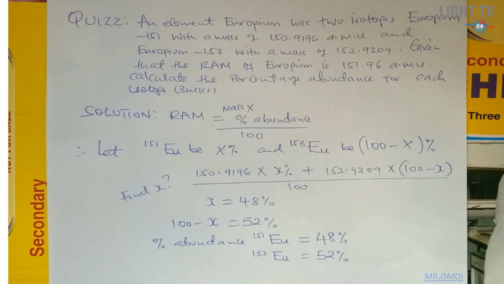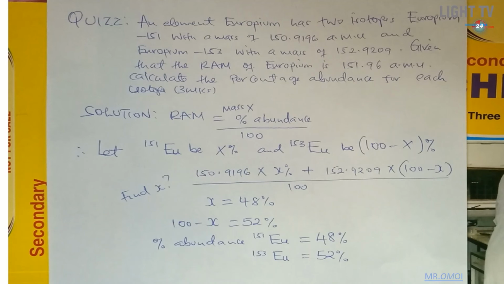Now for you to calculate the percentage abundancy, it is very simple. You say RAM is equal to mass times percentage abundancy of the isotopes divided by 100. And it looks like europium has two isotopes, so the RAM is equal to mass of isotope 1 times percentage abundancy of isotope 1 plus mass of isotope 2 times percentage abundancy of isotope 2 divided by 100. That gives you RAM.